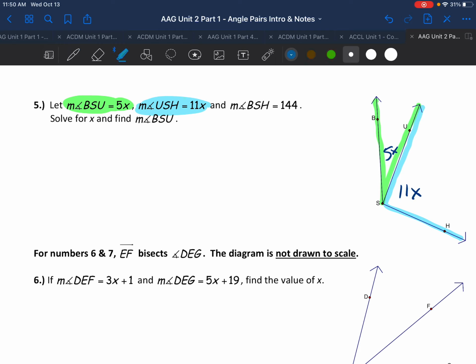But this next part is what I want you to pay attention to. Angle BSH is 144 degrees. Now, guys, B to S to H is actually the whole angle itself. So this is 144 degrees. It's so important to label your diagram. Now we're going to write our equation as part plus part equals whole. All right? So this equation goes kind of quickly. 5x plus 11x equals 144 degrees.